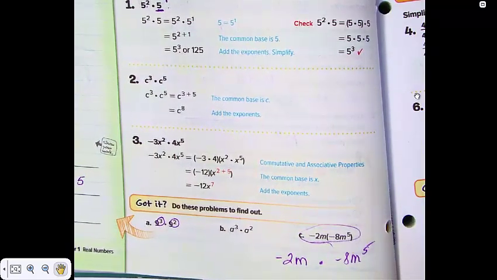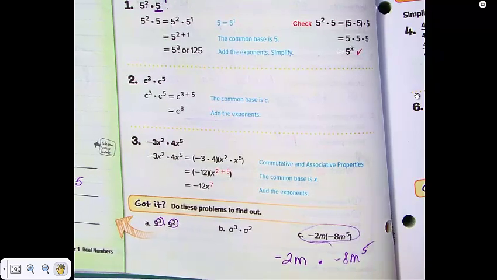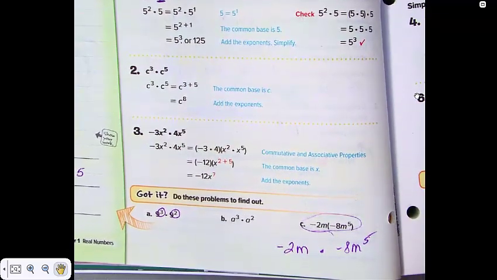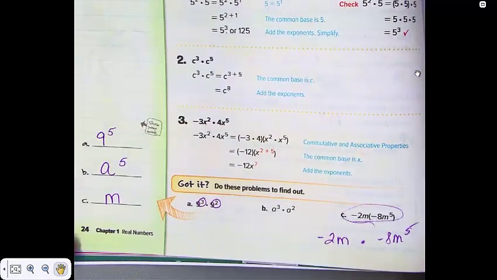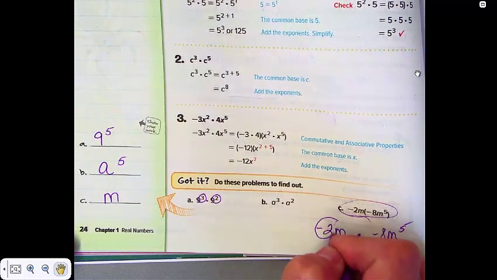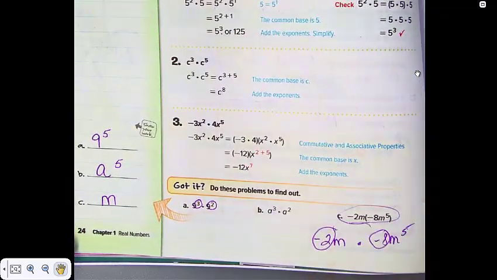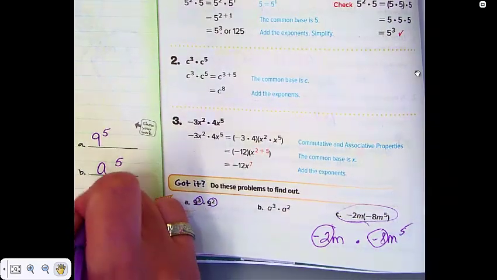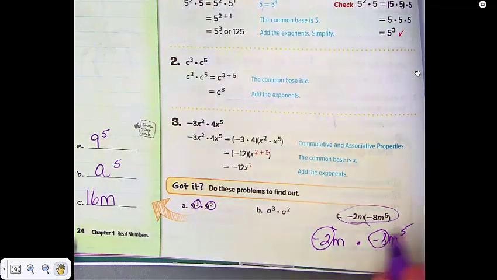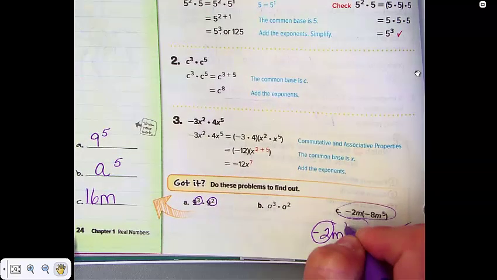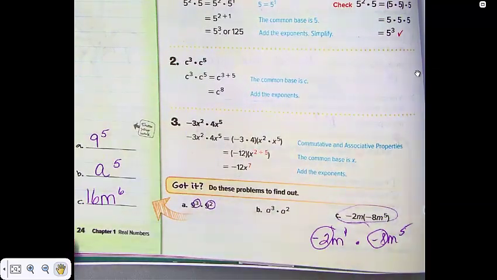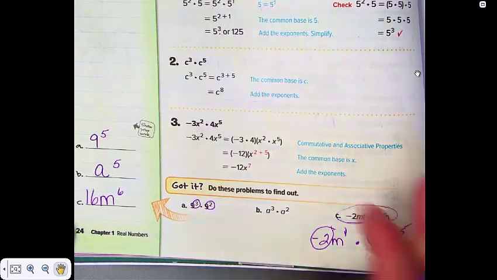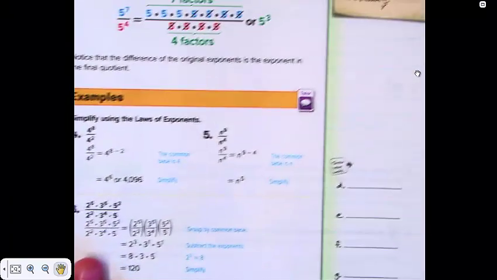Do I have a common base? No, I don't. So on this one, I have to do something a little bit different. I have a common base of m, so my m isn't going to change because they both have an m in them. And then I can just pull out the number and multiply them together. So I have a negative 2 times a negative 8, which gives you 16. And then my exponent on this first one, it doesn't have one, so you should automatically know that it's a 1. That's a terrible one, but that's a 1. So you have 1 plus 5, which is 6, so 16m to the 6th. If you guys have any questions, go ahead and bring them in for us tomorrow.